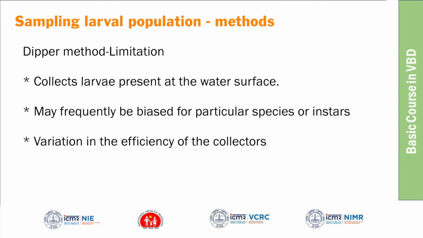So, what is the limitation of the dipper method? That is what you have to see. Some species are always at the water surface. The larvae of some species dive and submerge to the bottom of the water. So the dipper method, depending upon the species, collects the larvae. Generally, the dipper method collects the larvae present at the water surface, but not the submerged larvae. It may be biased for particular species, and even instar wise it is biased.